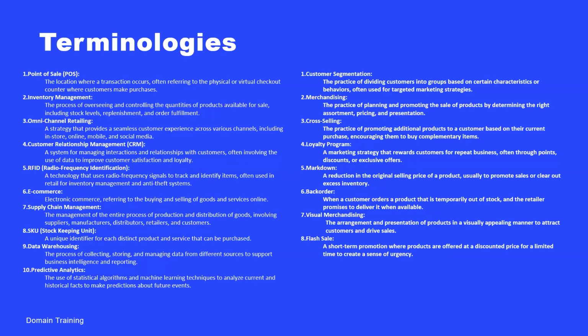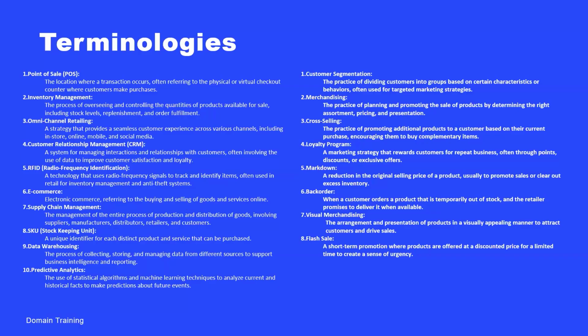Okay. The first one is point of sale: the location where the transaction occurs, often referring to the physical or virtual checkout where the customers make the purchases. So the point of sale could be, if you buy a certain product in a place like a Reliance store, the Reliance physical store. Or if you have bought it on Amazon or Flipkart, it's a virtual checkout. So it's straightforward, right? Called POS.